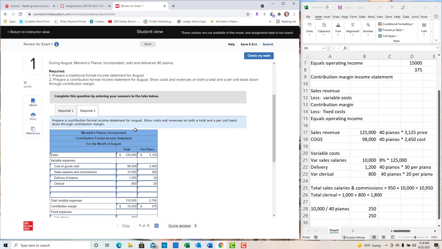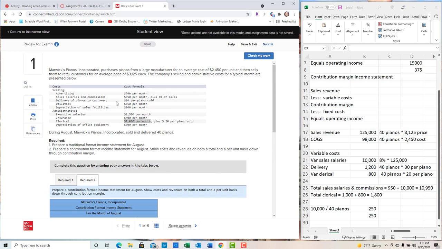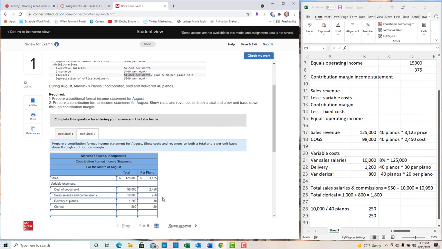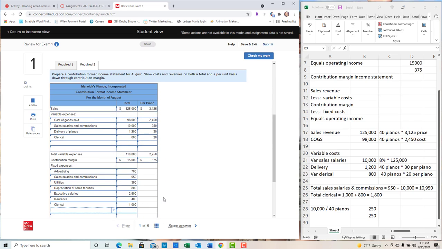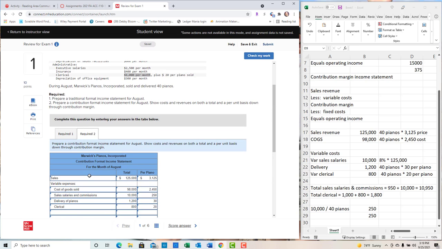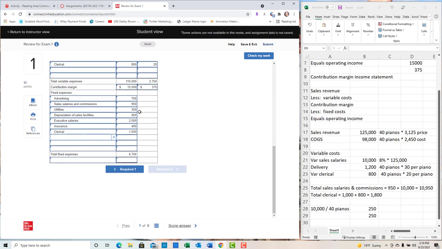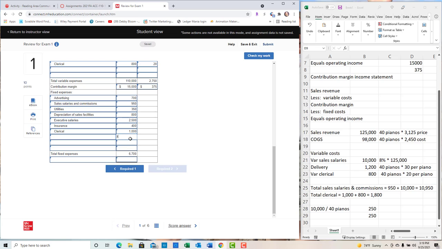So notice that our two mixed costs, the sales, salaries, and commissions, and the clerical, they appear both in the variable expenses and the fixed expenses, and the total will total the total expense that's in the selling and administrative part in the traditional income statement. So we only have one more, our depreciation of office equipment, $300 per month.